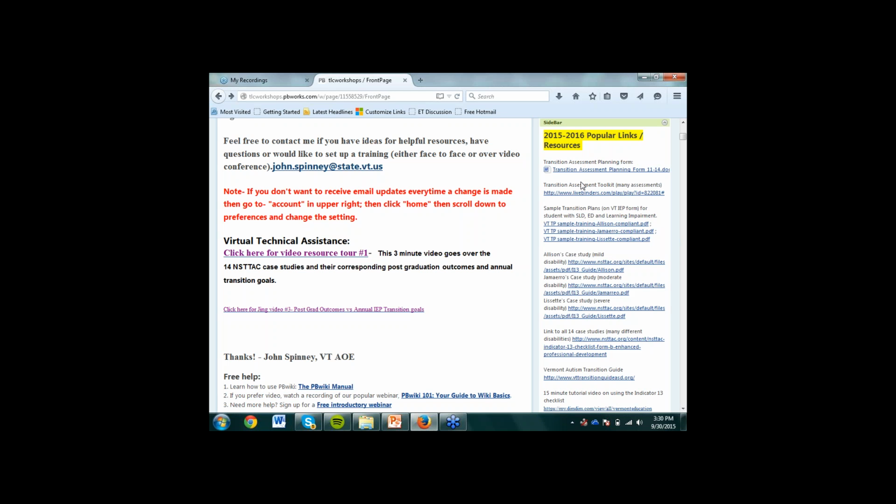And it asks, what assessments are we going to do? Who's going to do what? And it just organizes yourself as a team. And then there's compliant transition plan samples of various students, different disabilities, and there's case studies.